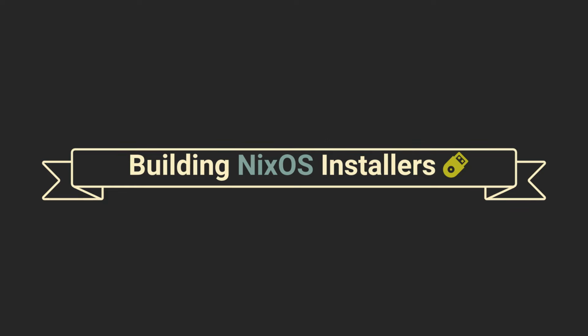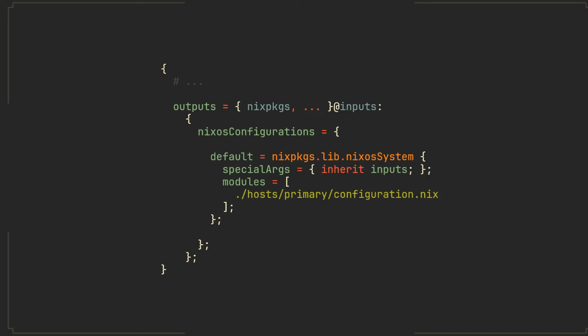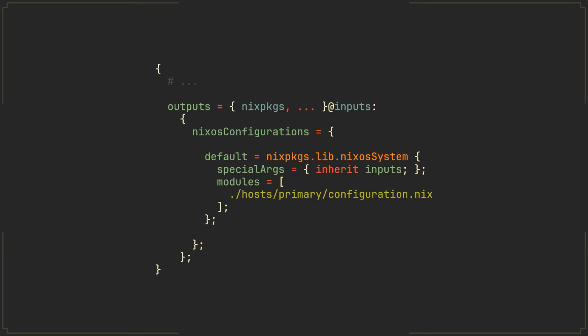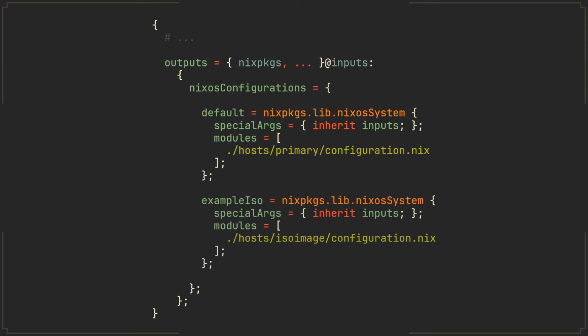To begin declaring it, we want to create a new configuration. If you are using flakes, you can define a new configuration alongside your existing ones and import a new empty configuration.nix module inside. You can call it whatever you want, but make sure to remember its name, as we will need it in a moment.